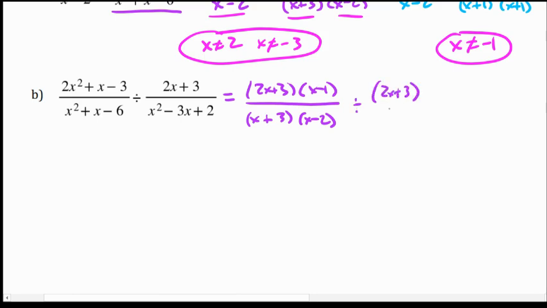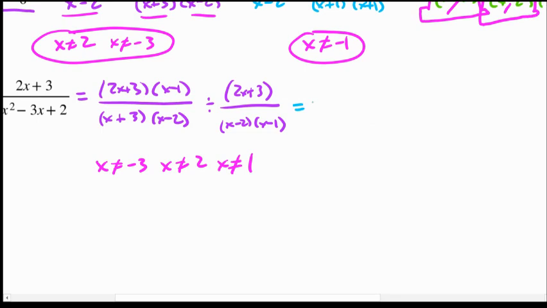Can't factor 2x plus 3. And the bottom becomes x minus 2 times x minus 1. And so I check for excluded values. X cannot be negative 3, x cannot be 2, and x cannot be 1 so far.